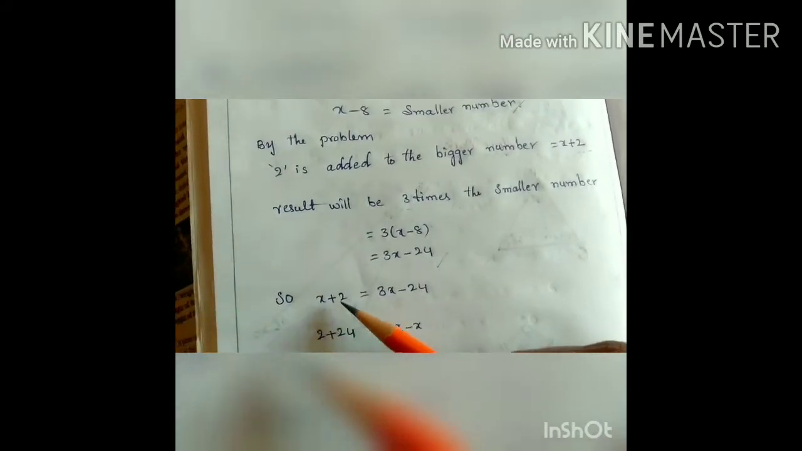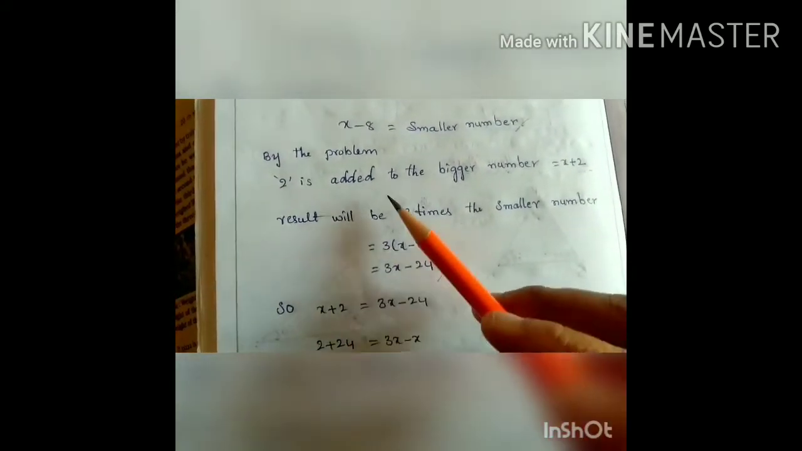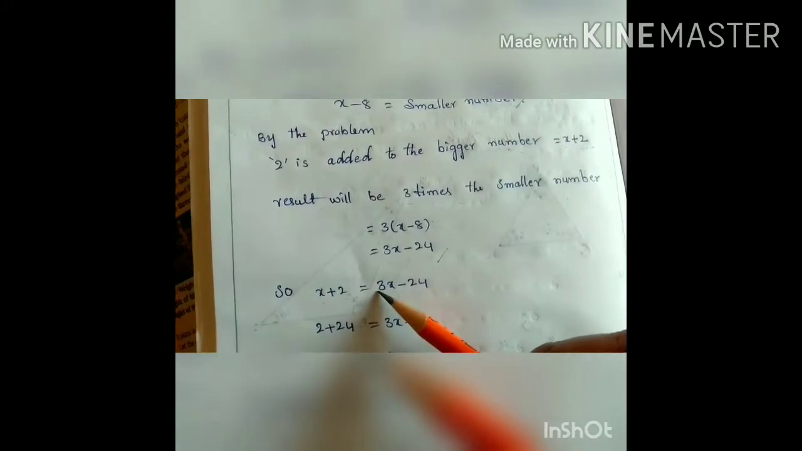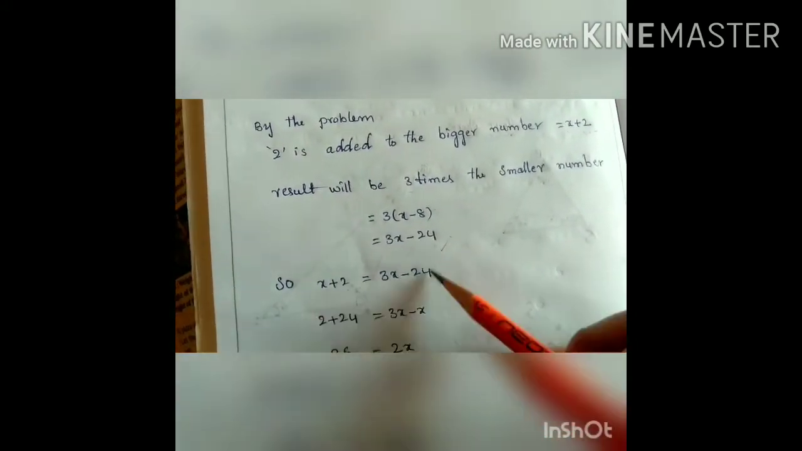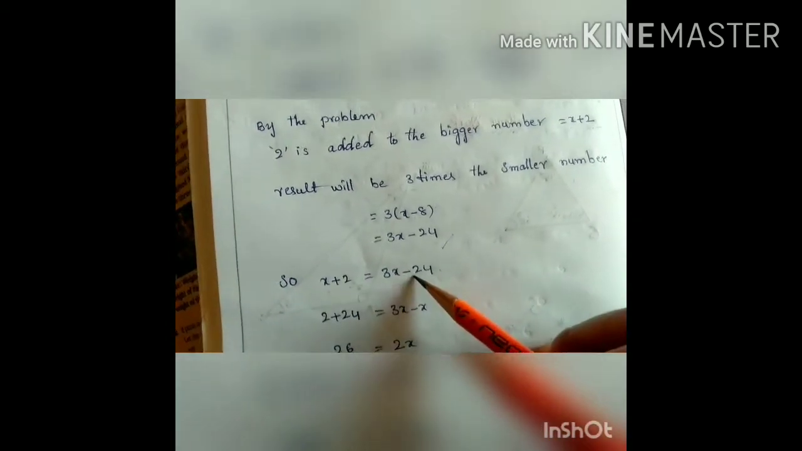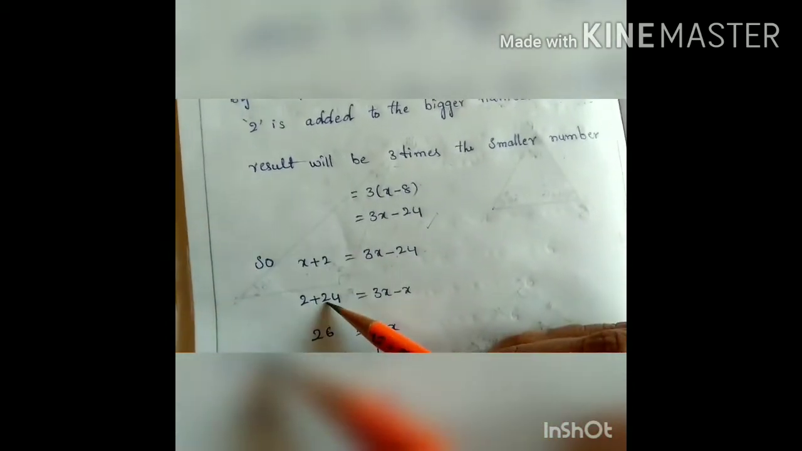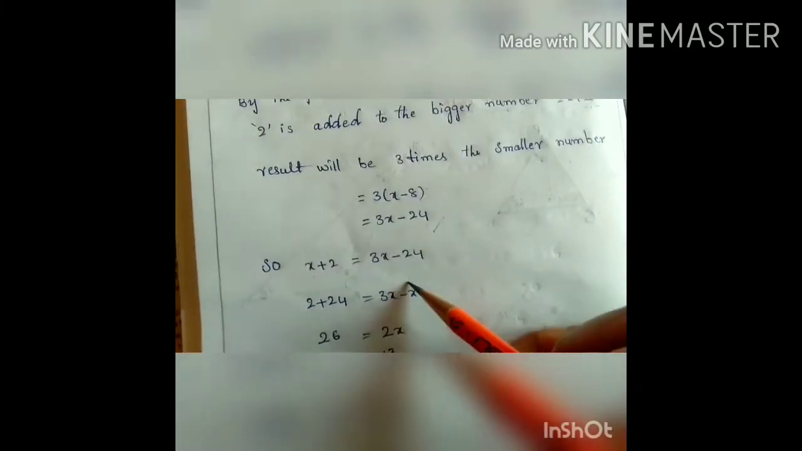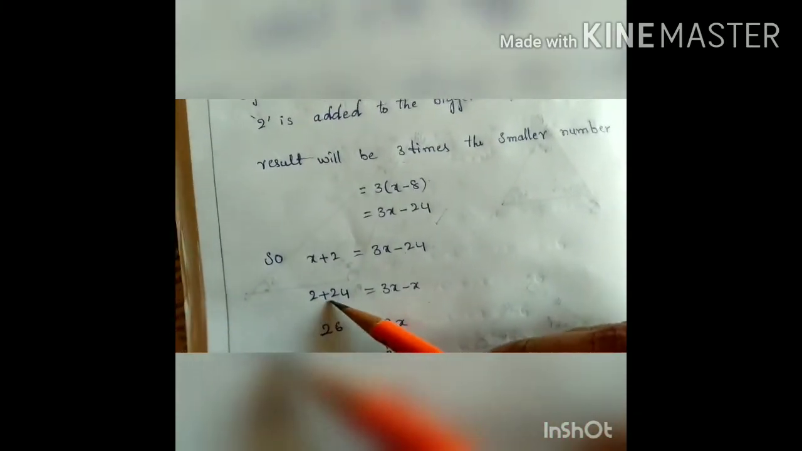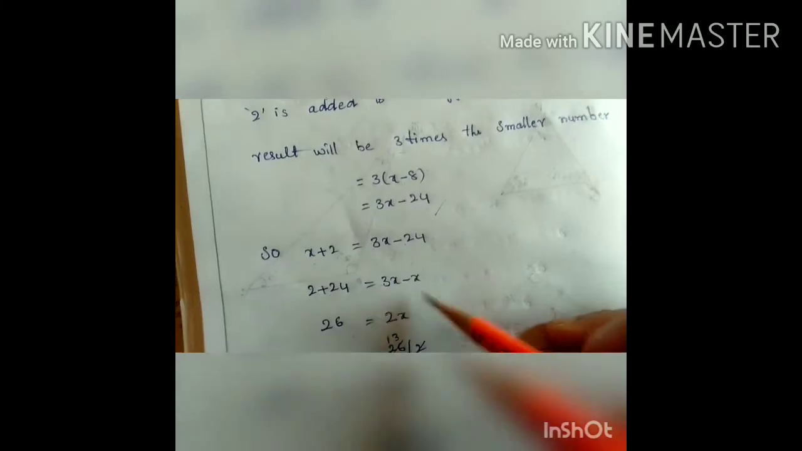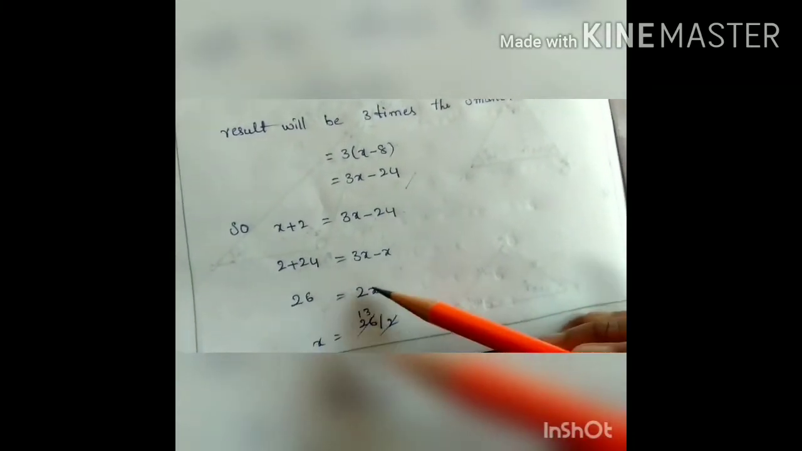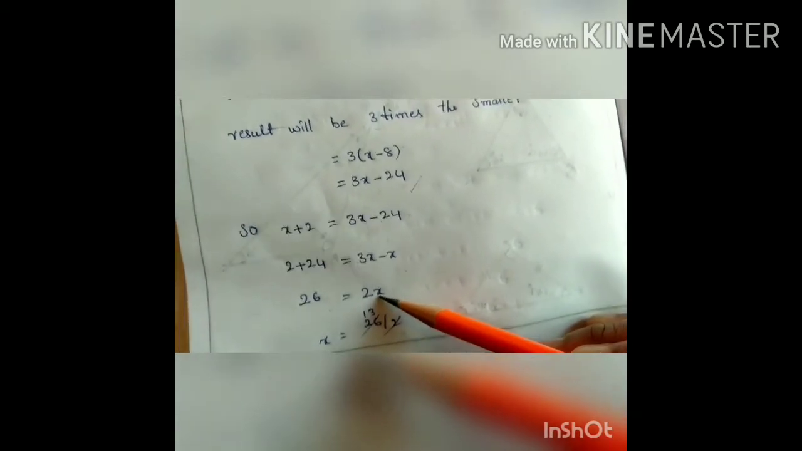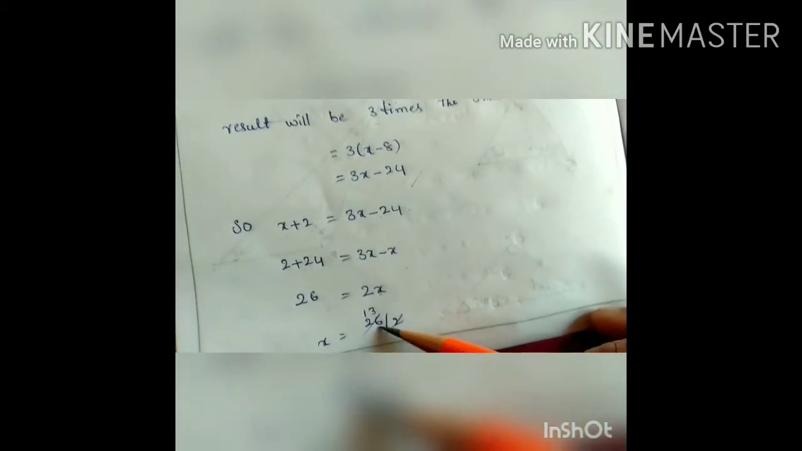So x plus 2 equals 3x minus 24. Here 24, a minus quantity, becomes a plus quantity: 24 plus 2 equals 3x minus x. 24 plus 2 is 26; 3x minus x is 2x. So x equals 26 by 2. Here the multiplication quantity becomes a division. 13 twos are 26. Then x equals 13.